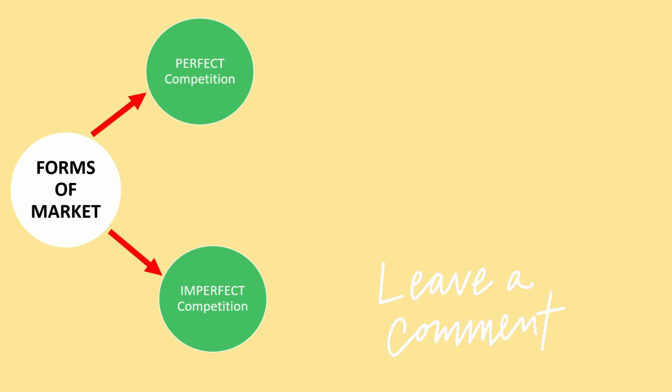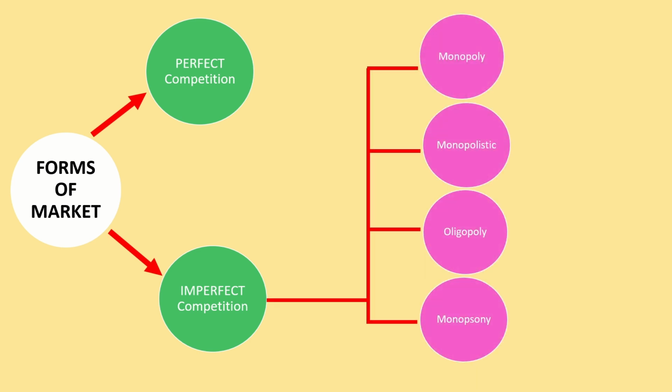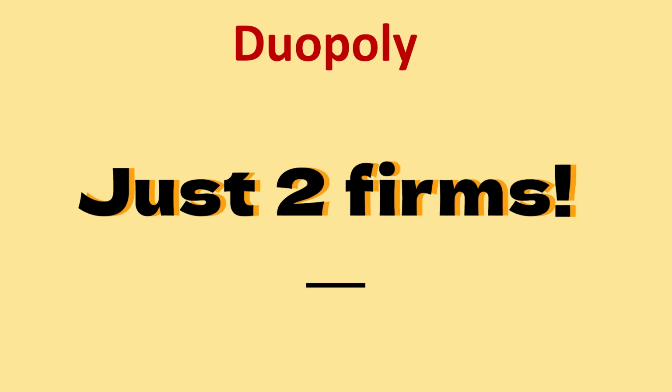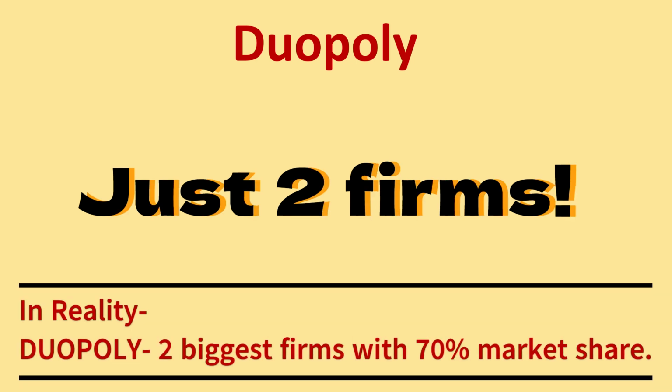You might remember studying that market structures are broadly classified into perfect and imperfect competition. Under imperfect competition, we have monopoly, monopolistic competition, oligopoly, and monopsony. It's under this oligopoly category that we find duopoly, where there are exactly two firms operating in the market. A duopoly is a market structure dominated by two firms. Now, a pure duopoly means there are just two firms in the market. But in reality, most duopolies are markets where the two biggest firms control over 70% of the market share.